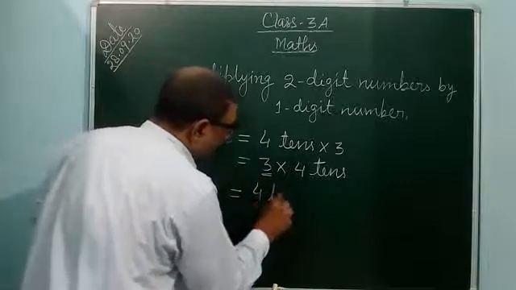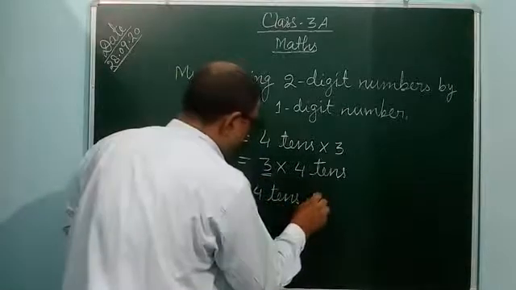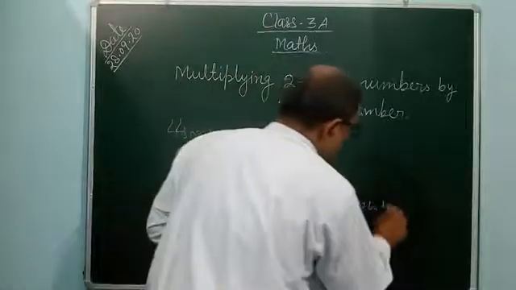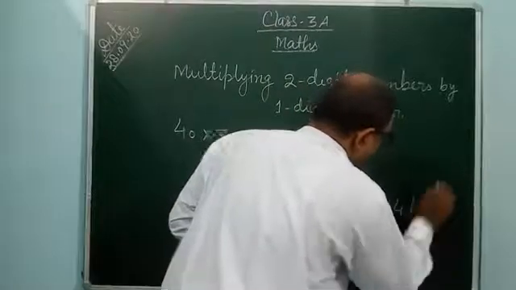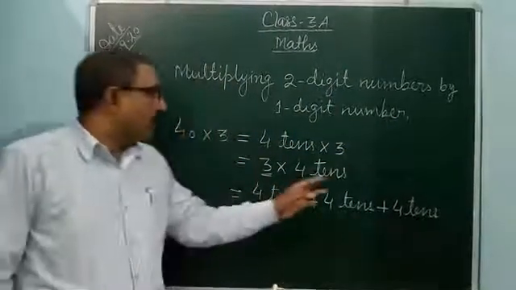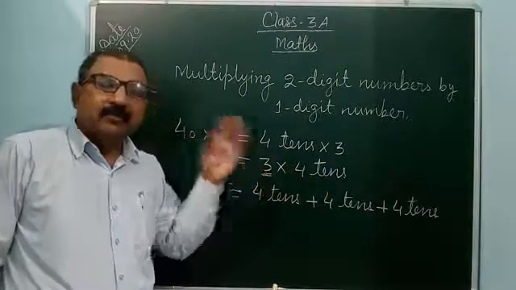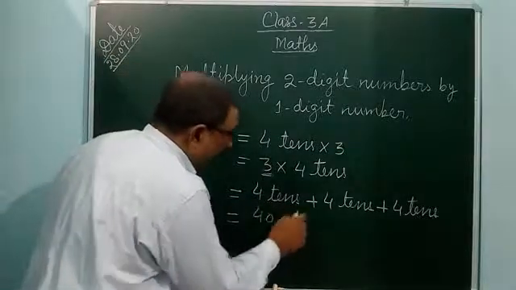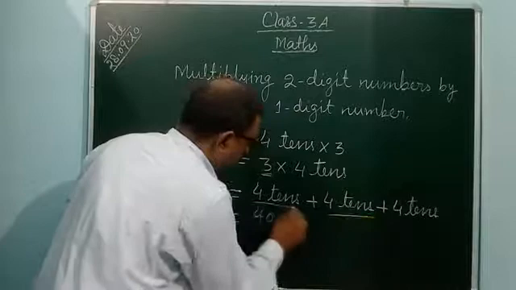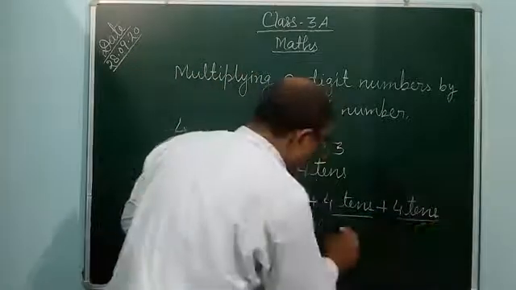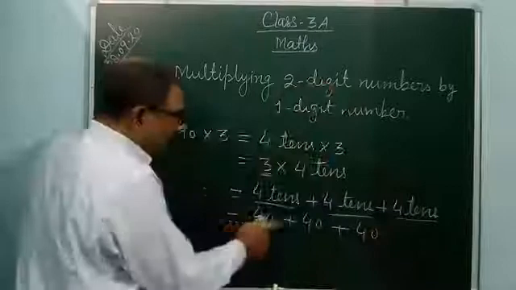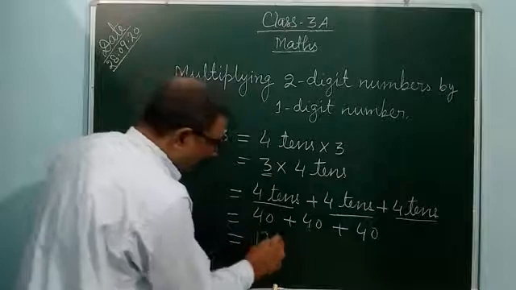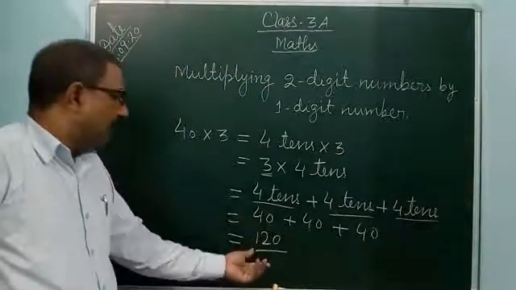4 tens plus 4 tens plus 4 tens. You add 4 tens 3 times. So 40, 40, 40. 40 and 40 is 80, and 80 and 40 is 120.